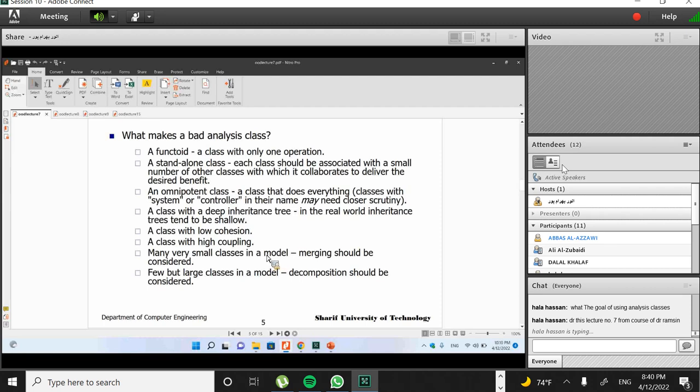Many very small classes in a model is a bad design, the result of a bad design. And few but large classes in a model, on the other hand, is also bad. If we have very small classes, we should probably merge some of those classes into one class. And if we have few but large classes in our model, we should decompose those large classes into smaller ones.